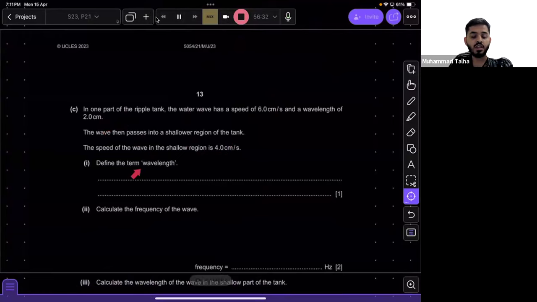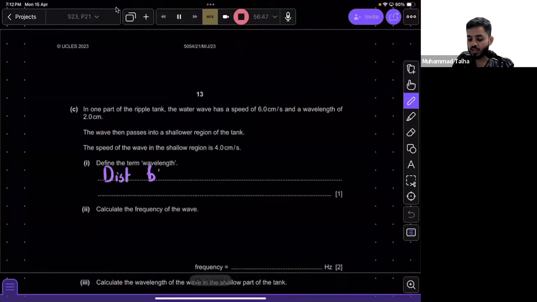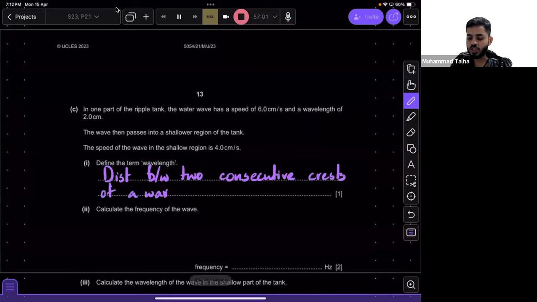The first part, define the term wavelength. How do you define wavelength? There are a lot of ways to define wavelength. The easiest one is this, that this is the distance between two consecutive crests of a wave. You can also say it's a distance between two consecutive peaks, the same thing, right?